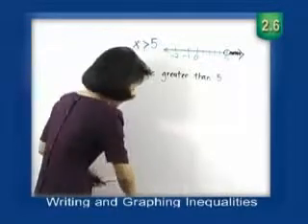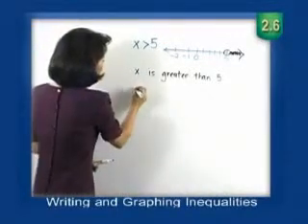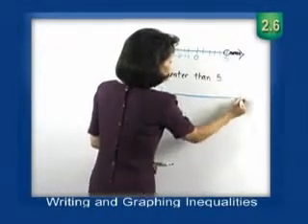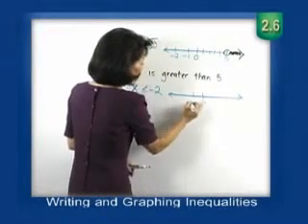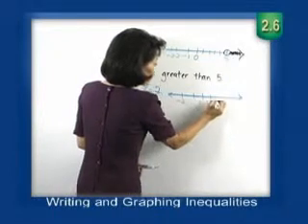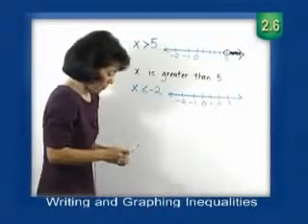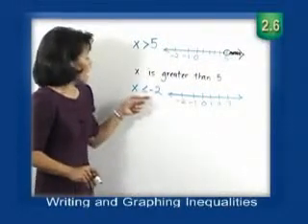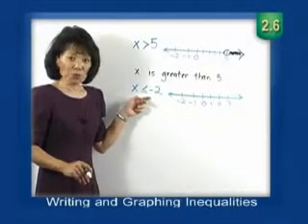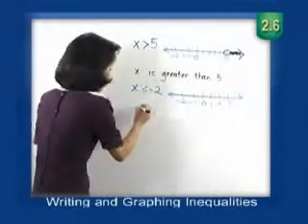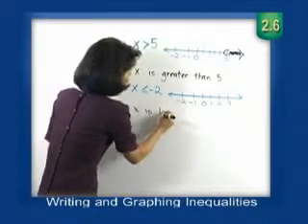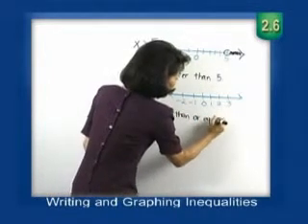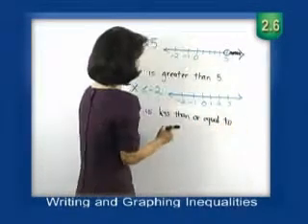Let's try another one. Let's look at x is less than or equal to -2. Since I just said that, you should have a good feeling for what that is. -1, -2, and we'll put some positive numbers on the right hand side. Now again, to read this inequality, we say x is less than or equal to -2. So let's write that out. x is less than or equal to, in this case, -2.